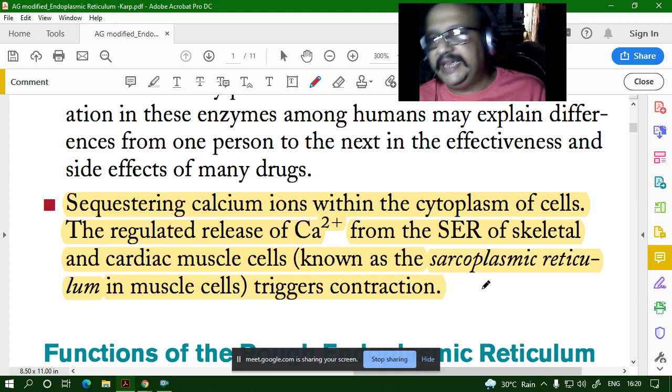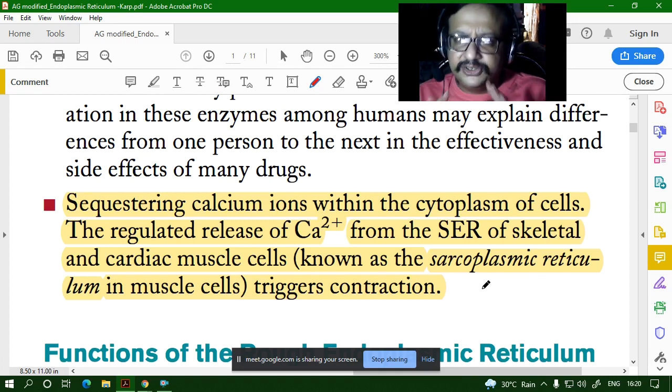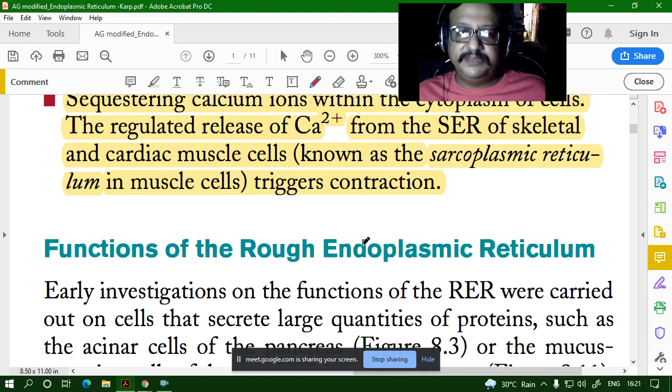There is a molecular mechanism of muscle contraction. So in this semester, you don't need to go into details of this, but suddenly you need a large trigger of calcium, and the sarcoplasmic reticulum sequesters this large amount of calcium. When the contraction is done, this calcium again gets back into this particular organelle, the sarcoplasmic reticulum.